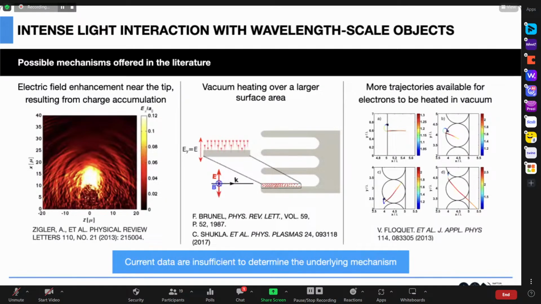Of course, there are many suggested explanations in the literature. Some of them have to do with local enhancements of the fields, due to the accumulation of charge on the tips of those structures. Some have to do with various extensions to Brunel heating, to vacuum heating, whether the extension of the surface area or just giving more available trajectories for the electrons to be heated. But the point is that the current data is lacking in identifying the complete explanation.